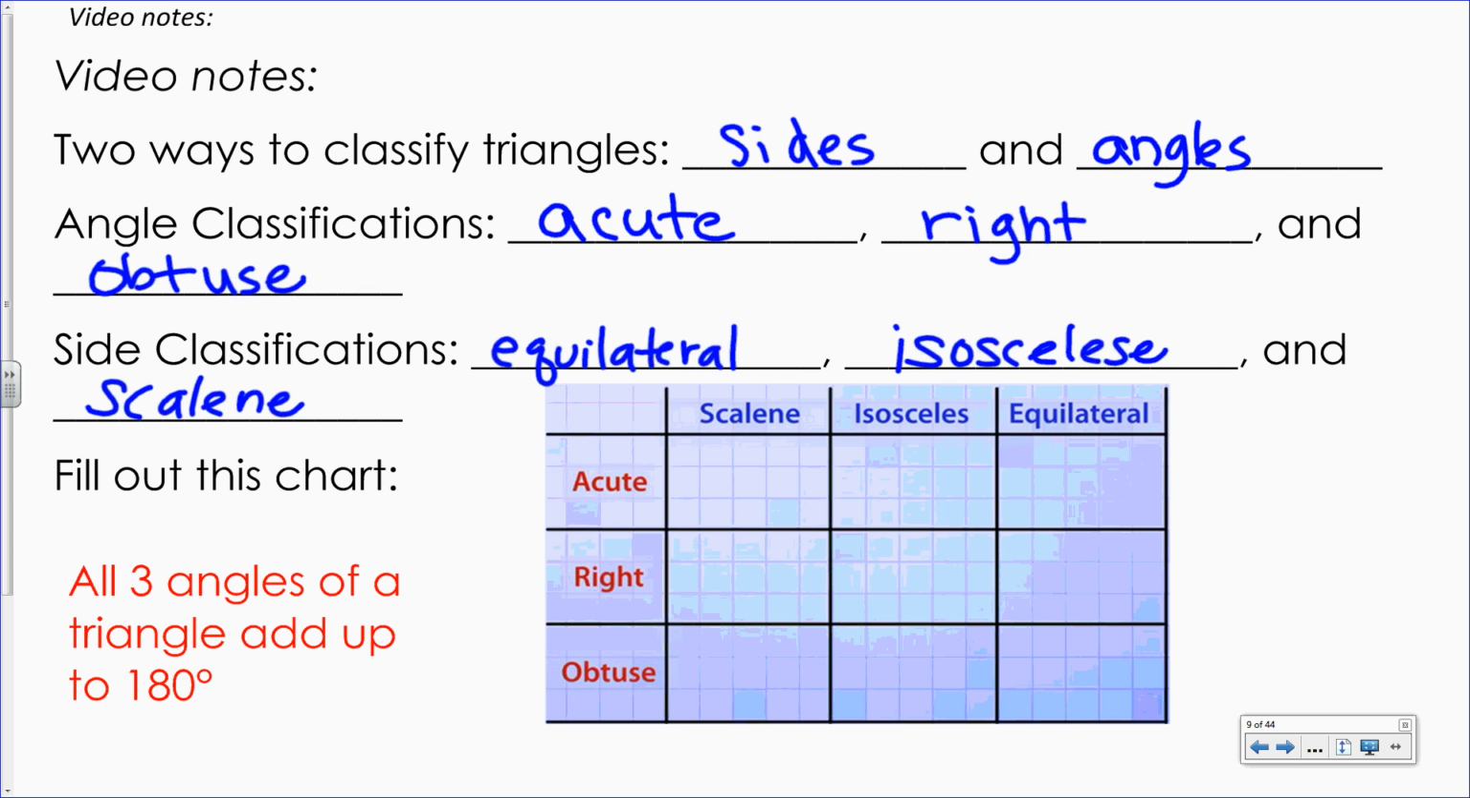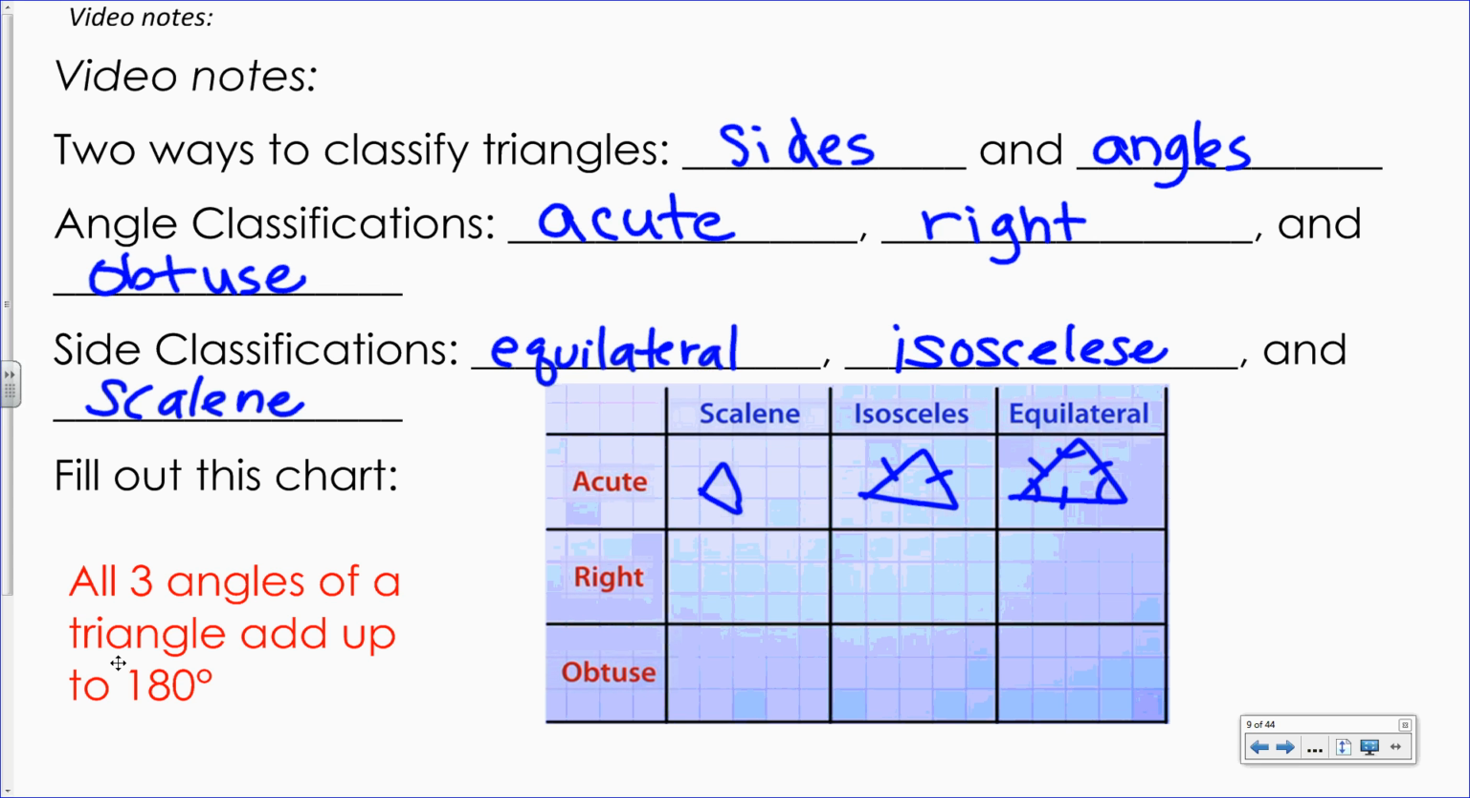So if it's acute and scalene, all of the angles are less than 90 degrees and none of them are the same size. Isosceles and acute means that you've got two that are the same and you mark them the same with little lines. And equilateral, there's just one special triangle where all the angles are equal and all the sides are equal. So mark the sides equal, and then these little curves mark the angles equal.